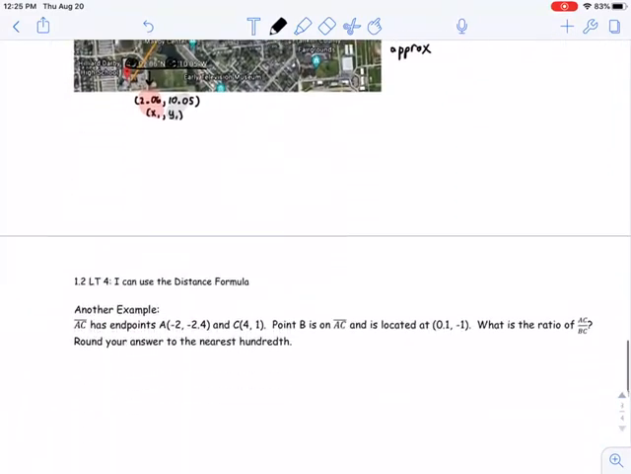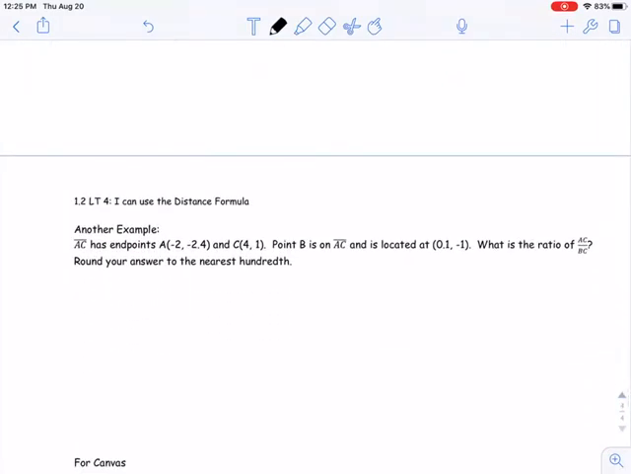All right, now we got another ugly decimal problem for us to practice. I stole this problem from the AIR test. Will we take the AIR test this year? To be determined. Anywho, AC has endpoints A (-2, -2.4) and C (4, 1). Point B is on AC and located at (0.1, -1). What is the ratio of AC to BC? Round your answer to the nearest tenth.